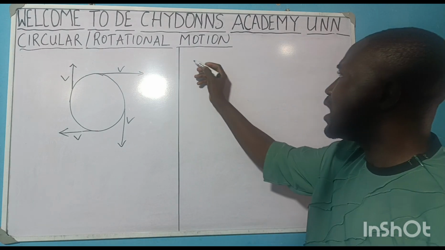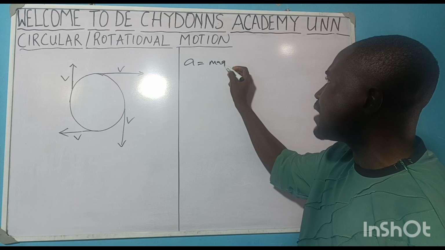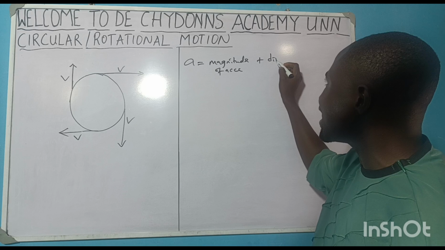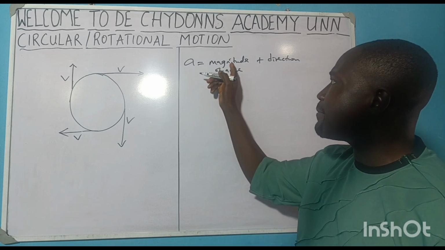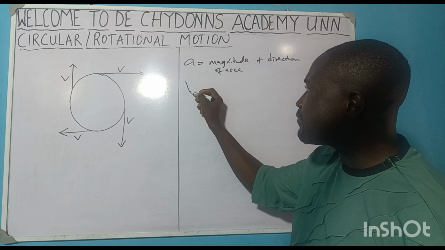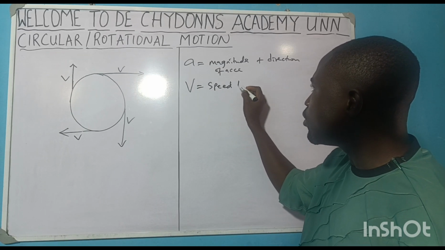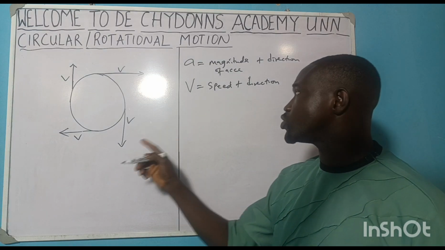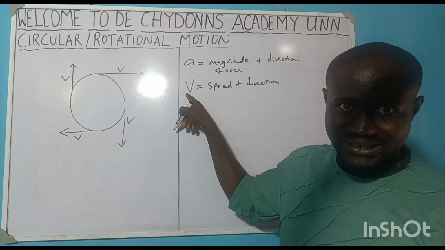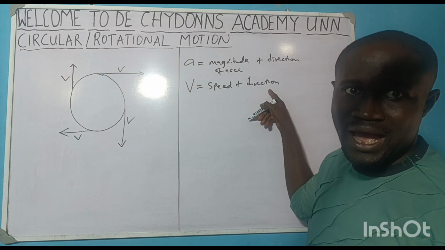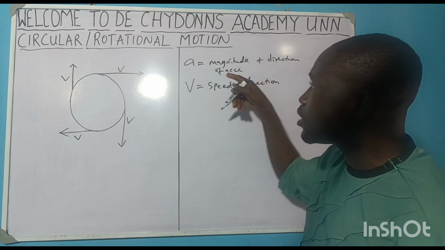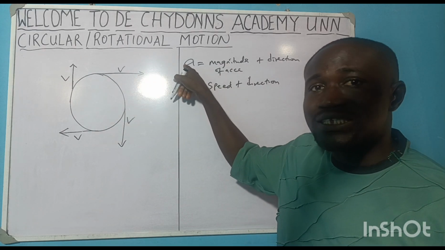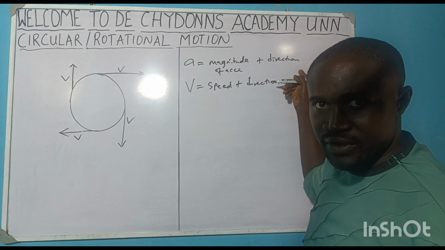Get that information. Acceleration is equal to magnitude of acceleration plus its direction. So when we are talking about magnitude of acceleration, it's like talking about velocity equals speed plus its direction. We said that the speed of a body undergoing circular motion is constant, but the velocity varies because of this direction we have. Then the magnitude of acceleration of a body undergoing circular motion is always constant, but the acceleration itself varies because of the direction we have here.